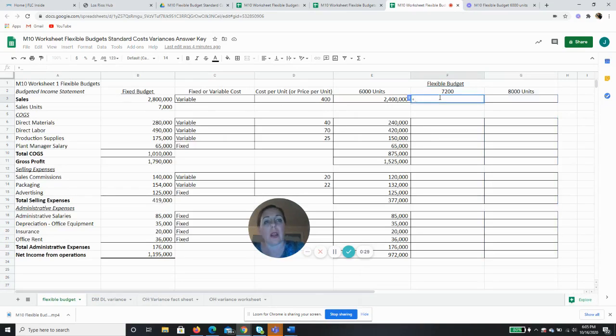So our sales is going to be $400 per unit times 7,200 units that we're going to sell, or 2,880,000, which is slightly more than it was at 7,000, which makes sense because it's 7,200. So for all my variable costs, I'm going to do my cost per unit times our sales volume of 7,200. I'm going to lock this in with the function F4. And I can copy this down for all of my variable costs.